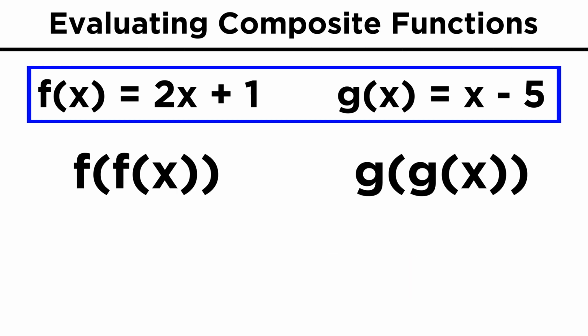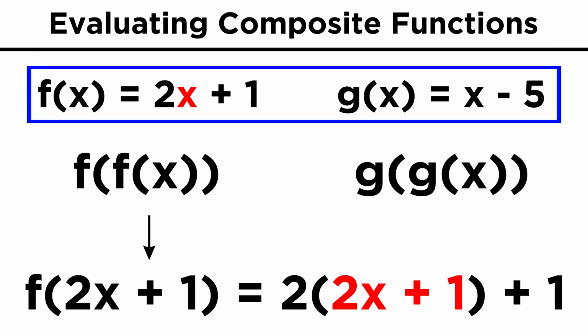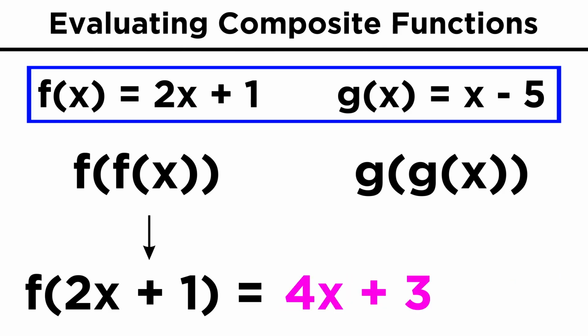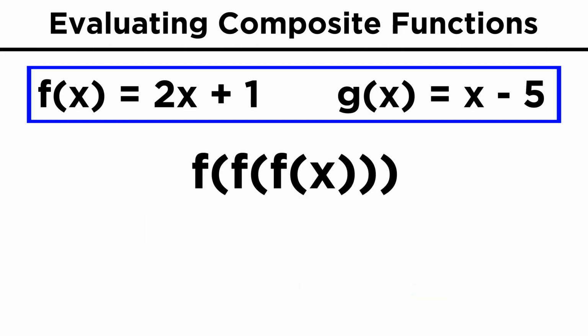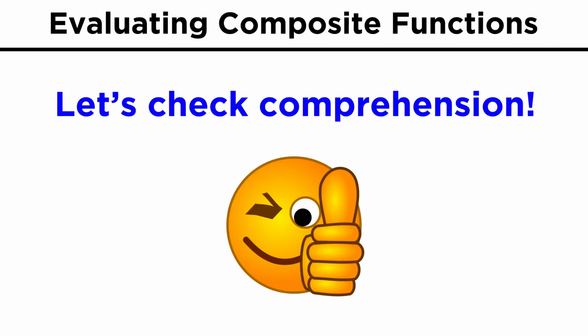But it doesn't end here. We could do f of x and g of x if we wanted. This is not the same thing as squaring the function, which we can also do. F of x would mean plugging in 2x plus 1 where x goes, and that means multiplying through by 2 and then adding 1 to get 4x plus 3. We could do f of f of x, or g of g of x, or any sequence you can imagine, using 2 or even more functions. Now that we know how to work with functions, let's check comprehension.